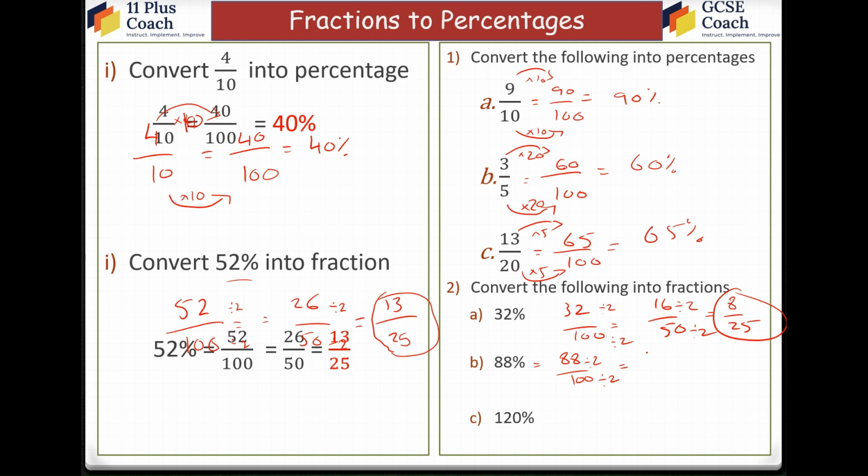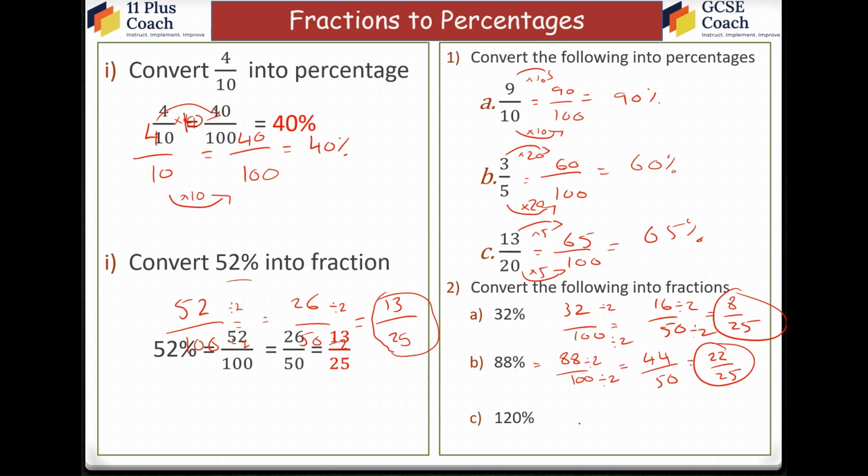All right, so in this case, 88 divided by 2 will be 44, and 100 divided by 2 is 50. Both even numbers again, so I can divide them both by 2. So that would be 22 over 25. Now I can't simplify any further, so 88% is 22 over 25.